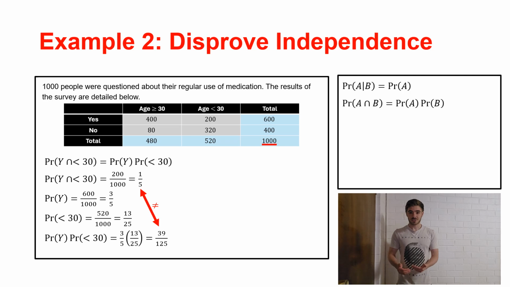And when you do that comparison, you'll see very quickly that those are not the same fraction. Hence, these events are not independent. What that means is that regular use of medication does depend in some regard on the age of the person.